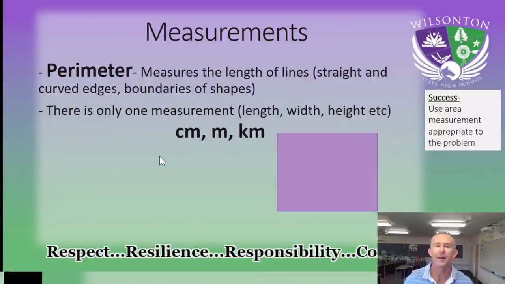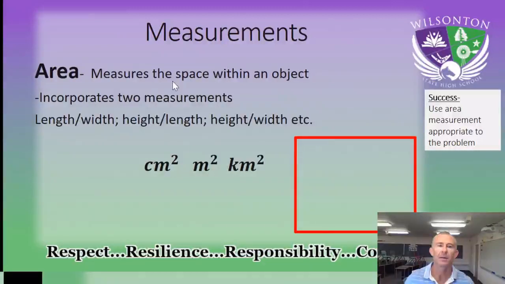But when we move on to area, we are measuring the space within an object. So you have the perimeter, which is a red line, and you're measuring the space within that object. So what you are doing now is you are incorporating two measurements. You're incorporating the width or the length, if you want to call it that, and you're also incorporating the height. It doesn't matter what you call those two dimensions, but we're actually starting to work in two dimensions. We're not just working in one straight line, we're incorporating another part of the shape. So we've got the length and we've got the width. We're incorporating those two measurements to make up the whole space.